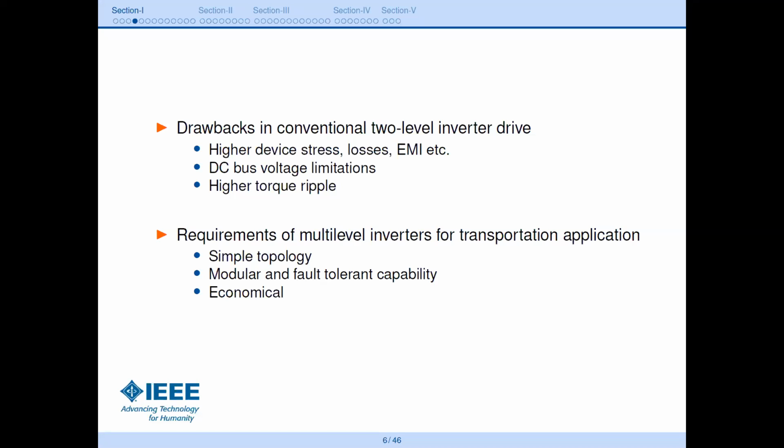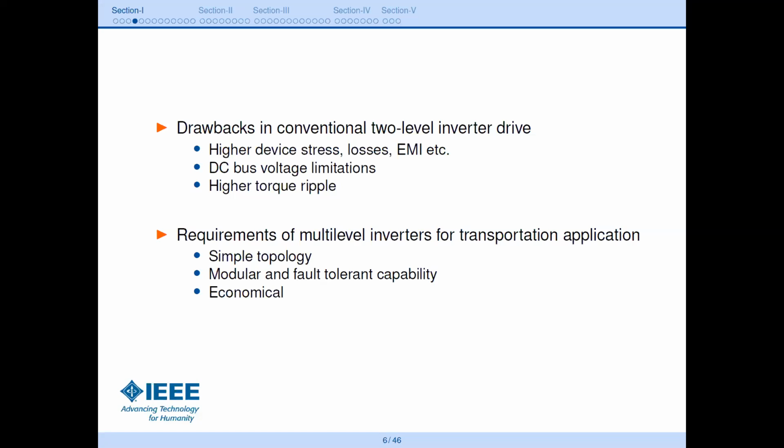Now, the solution to minimize these losses, not avoid but minimize, is multi-level inverters, where you switch different DC levels. That could be a feasible solution to the two-level inverter. There is a variety of multi-level inverters in the literature, so which one to choose, or which could be the most optimal converter topology for electric vehicular application?